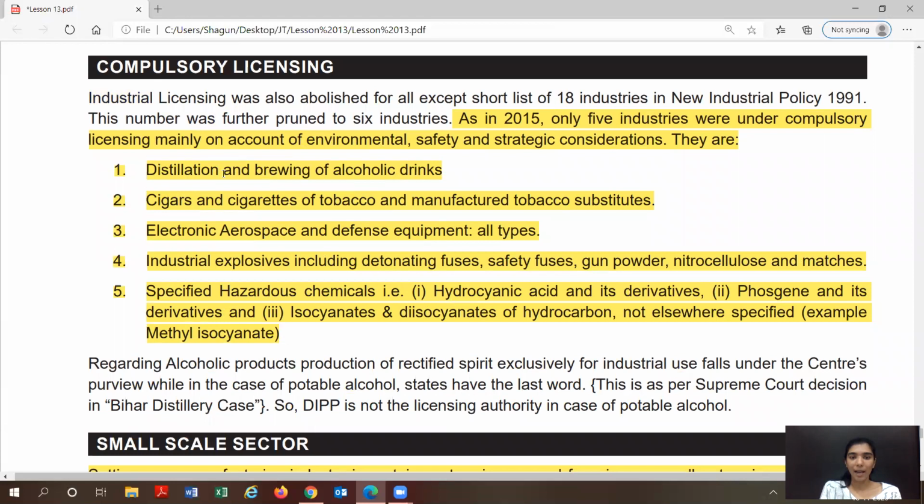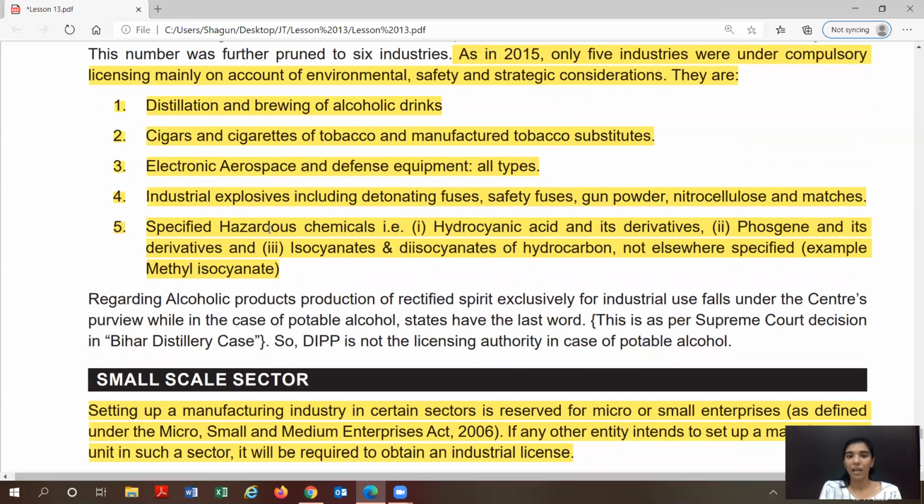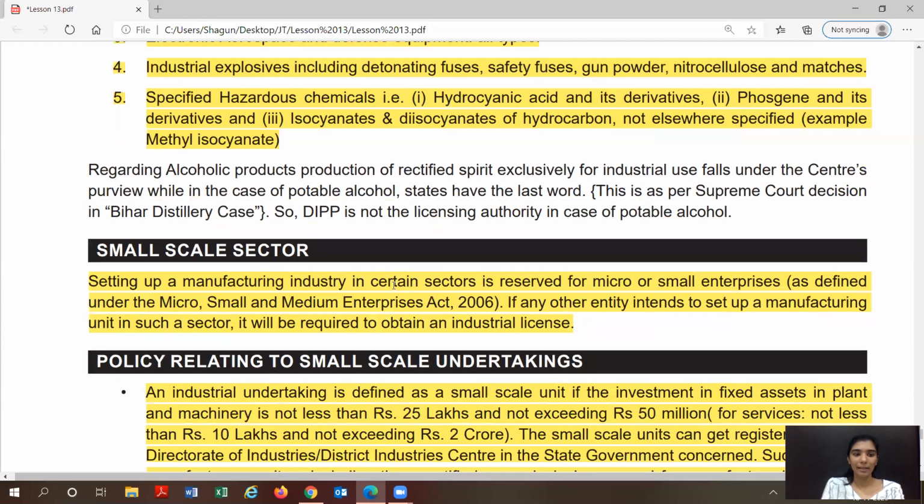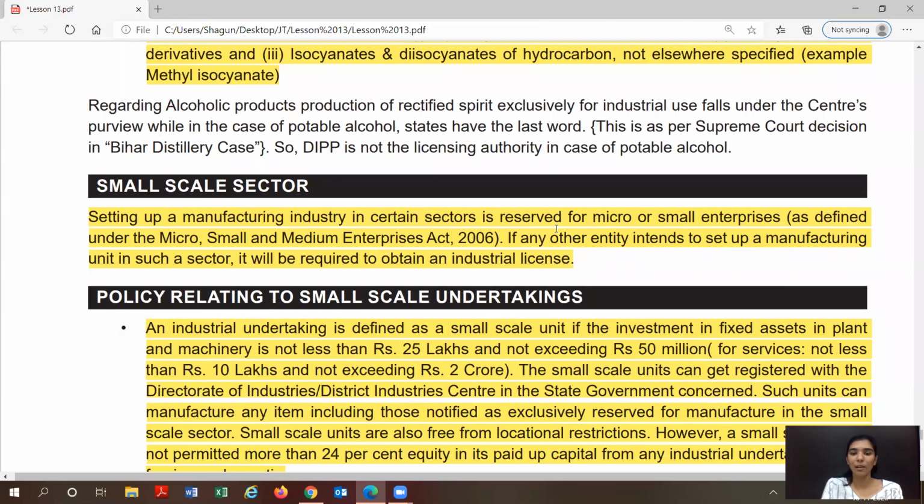These are various kinds of industries which need to compulsorily apply for industrial license. Alcoholic drinks अगर आप manufacture कर रहे हो, tobacco related, electronic aerospace equipments अगर आप कर रहे हो, industrial explosives या hazardous chemicals, in such cases you have to apply for industrial licenses. Small scale sector, setting up a manufacturing industry in certain sectors is reserved only for MSMEs. अगर आप MSME का business करना चाहो, then you have to apply for small scale sector registration.